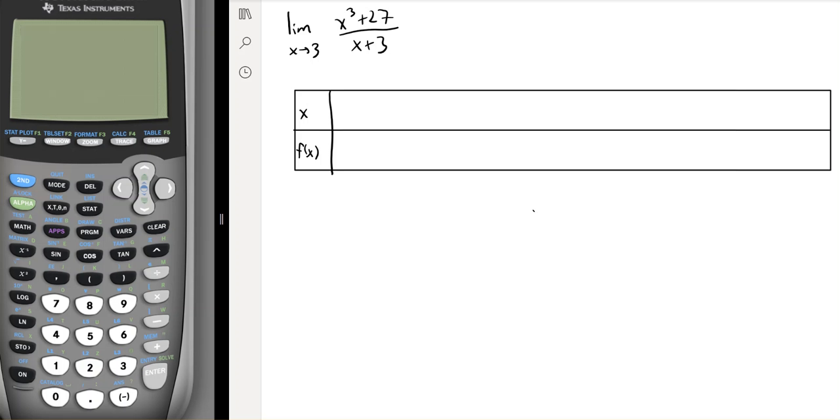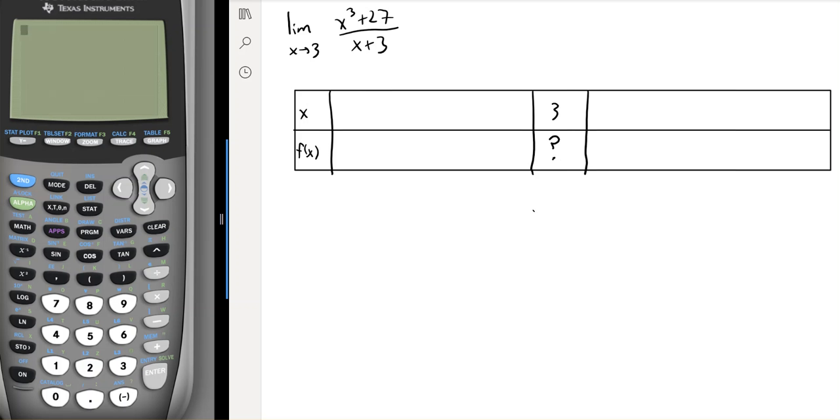Alright, we're going to try to determine the limit as x approaches 3 of (x cubed plus 27) divided by (x plus 3). And we're going to do that by making a table, and then we'll graph it and see that that is consistent. So by this point, we've seen that if we want to estimate what the limit's going to be, like the limit at 3, we really need to think of a few points smaller than that and a few points bigger than that.